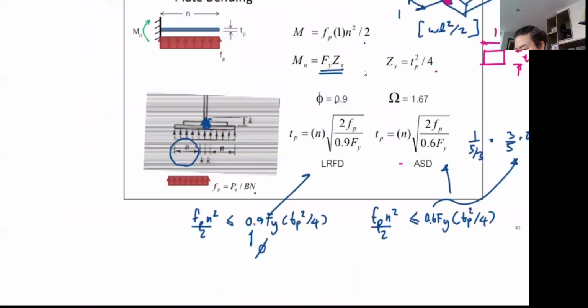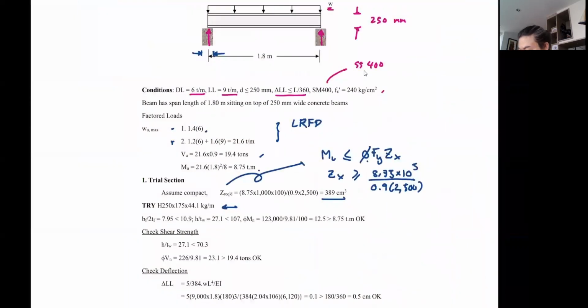Okay, so we go back here. We try this section, and I plug out the ratio. This is the flange compactness. It's 7.95, which is less than our limit, 10.8. Remember, this is 0.38 square root E over Fy, and that's 3.76 for the web. So flange is compact, web is compact.